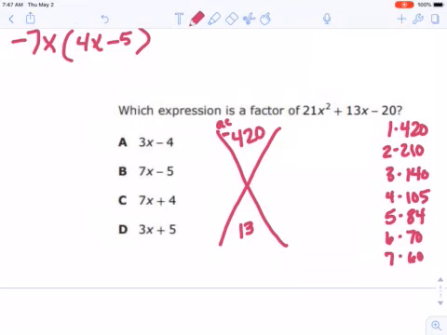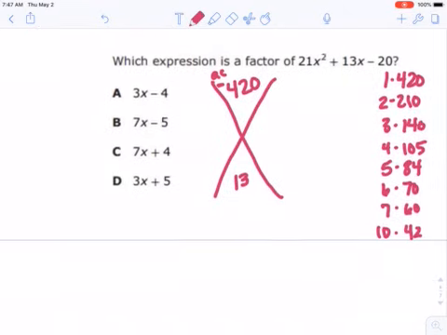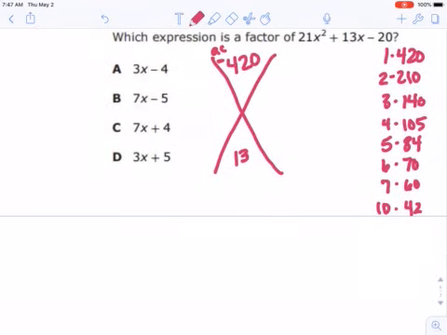8 and 9 are not working. I can do 10 and 42, though. We're getting closer because the difference between these numbers is getting smaller. Let's see. 11 does not work. 12 works. 12 and 35. There we go. No, that's not it. Just kidding. I got so excited.